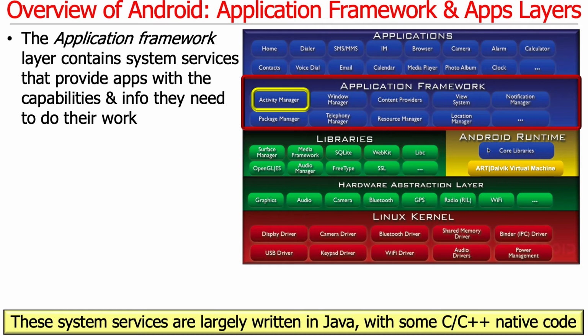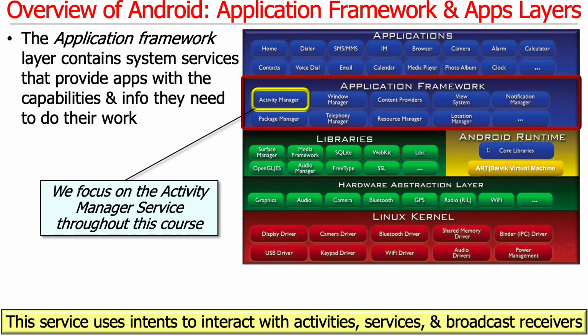Most of the system services are written in Java with some C and C++ native code. So you can actually go and look at the Android source code and see all the various system services that are there. They're really quite interesting. One of the most interesting ones, and we'll talk about a lot of them later, is something called the activity manager, which is actually kind of a misnomer because it does a lot more than manage activities. It manages activities, services, and broadcast receivers.